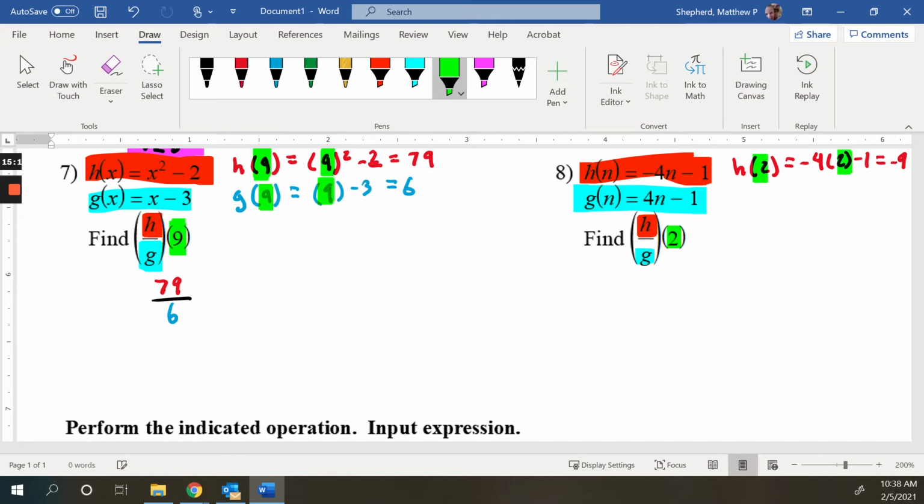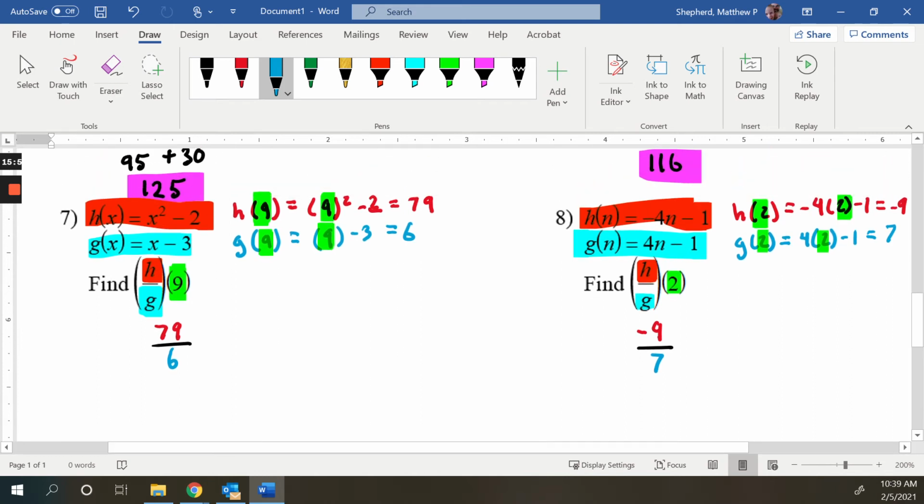And now that we know h of 2, we just need to figure out g of 2, which should be 4 times 2 minus 1, which equals 7. And now to substitute that into our equation, we're going to have h of 2 divided by g of 2, and we're done. Okay, so that is substitution, or that's evaluating functions for a given value.